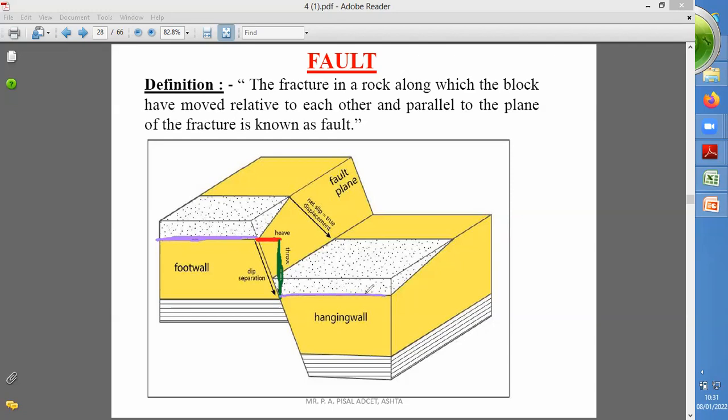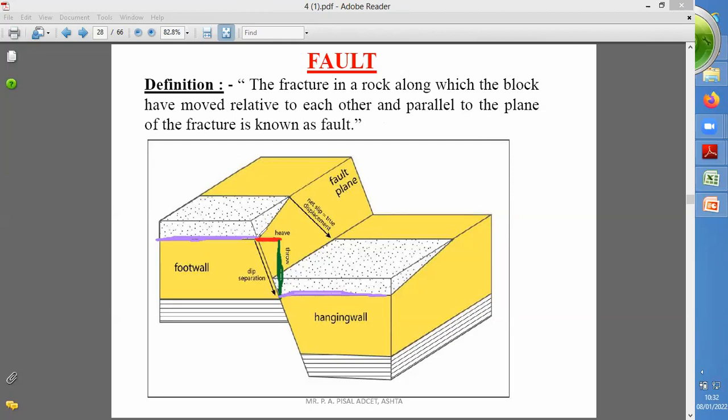Okay, so from this purple line to this purple line the block is moved vertically. So this vertical movement in the block, or the vertical distance in between the blocks, that vertical distance is considered as a throw. Okay, so block is moved horizontally as well as vertically. So here in the red color horizontal distance or horizontal displacement is there. In the green color the vertical distance or vertical displacement is shown.